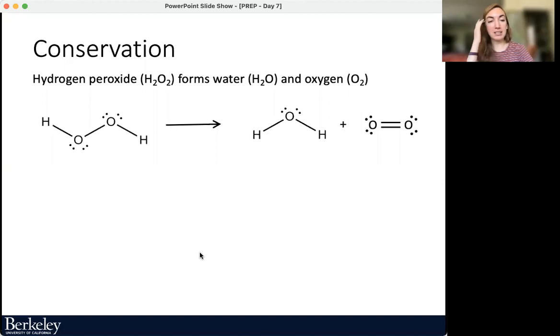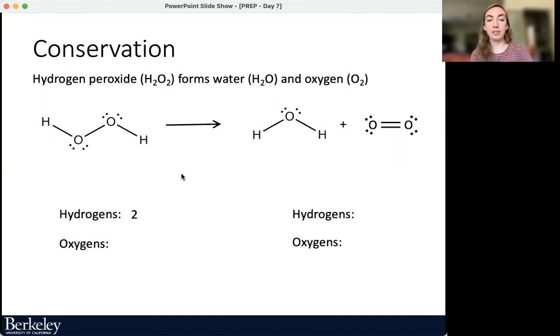So what that means is that on the left, there's 2 hydrogens and 2 oxygens. And on the right, there's 2 hydrogens and 3 oxygens. I have magically created a 3rd oxygen atom from thin air. That's bad. I can't do that. Or if I did, I would get a Nobel Prize.